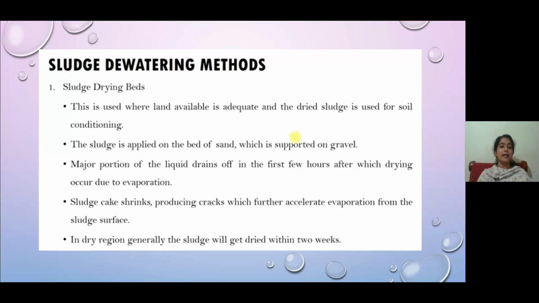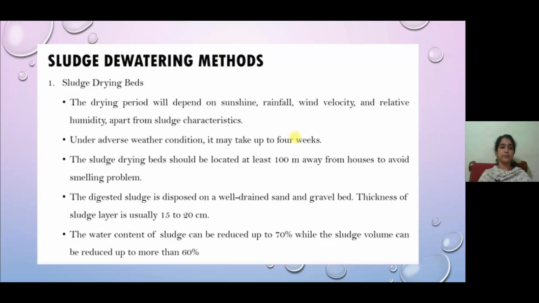evaporation. The sludge cake will shrink, producing cracks on the surface of the sludge drying bed. In dry regions, generally the sludge will get dried within 2 weeks. The drying period will depend upon the sunshine, temperature condition, rainfall, wind velocity and relative humidity, apart from the sludge characteristics.